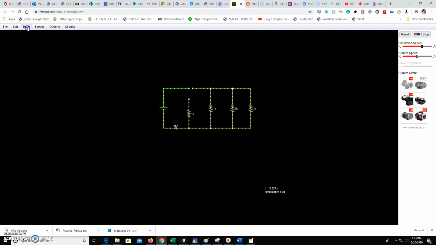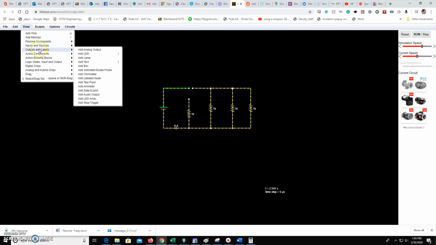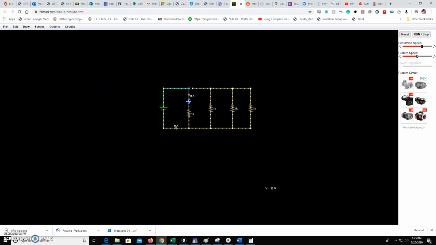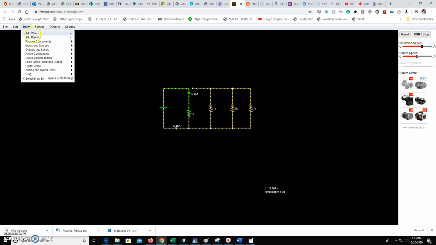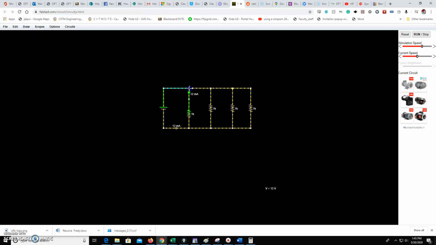So we're going to say draw, add components, and output some labels, ammeter. So we'll go there. And I missed it, so I got to slide it back a little bit. There we go. I got to redraw my path to here. There we go. So there's 12 milliamps going through this one. There's 12 here, 12 here, and 12 here.